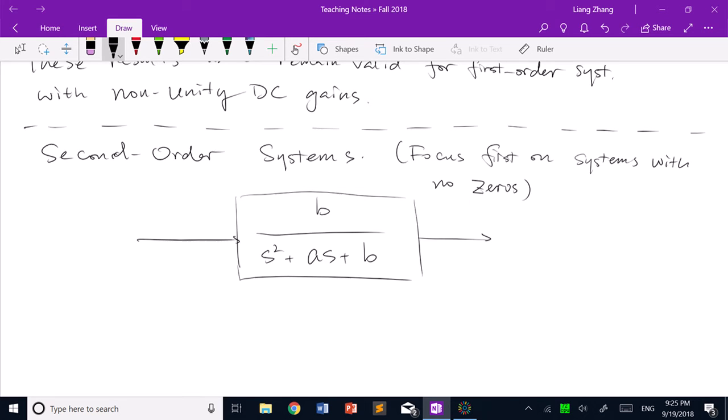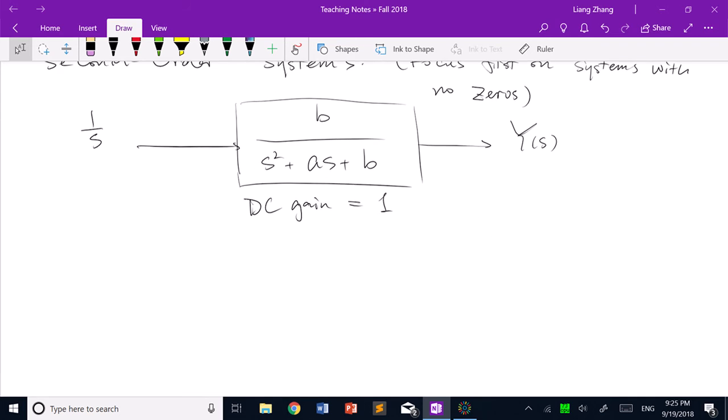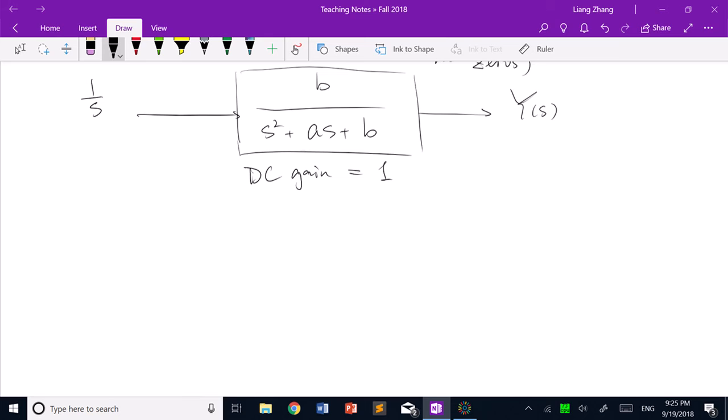Input is still going to be our unit step signal, 1 over s being the Laplace transform, output Y of s. And again, I construct my transfer function of the system such that, as you can see, the DC gain is equal to 1. But as above, the results we discussed are going to be applicable to non-unity DC gain systems as well. So this doesn't introduce any specific scenarios by letting the DC gain equal 1.